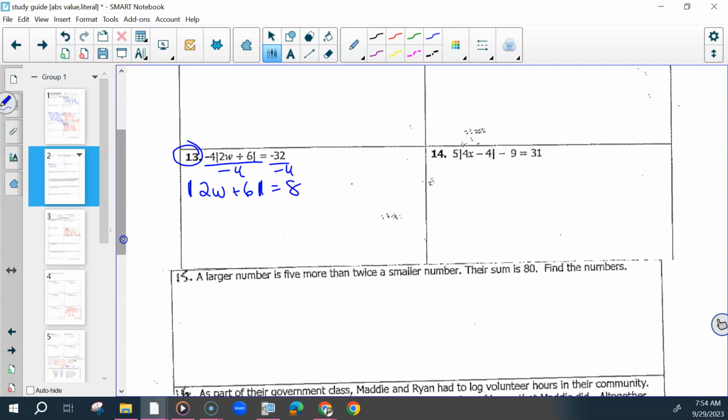Remember that once this is isolated, if it equals a negative, it would be no solution. But it equals a positive, so we can keep going. So then we can drop the absolute value signs, set it equal to the positive version and negative version of the second one. So like the back of the verb.